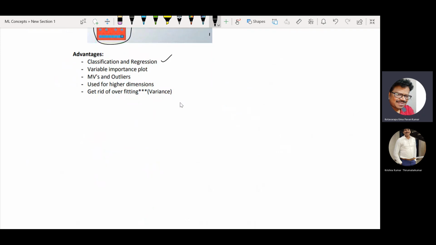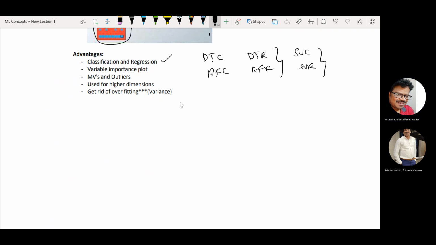As said earlier, it can be used for both classification and regression. I have the decision tree classifier and decision tree regressor. Likewise, I have random forest classifier and random forest regressor. Even a support vector classifier is there, and a support vector regressor is also there. Variable importance plot: I will give you some examples, guys, because the variable importance plot really helps you not only in the implementation of the models but also in data pre-processing.